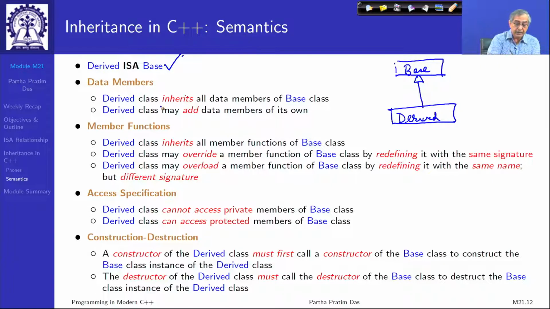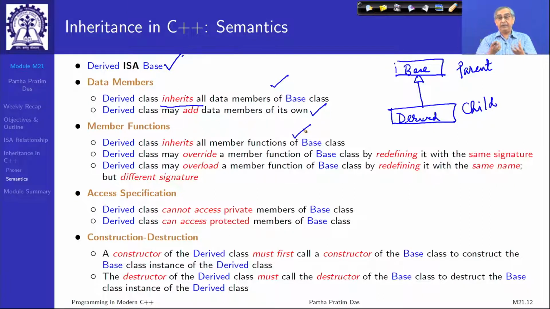So, what happens is there is a notion of inheriting from your base class. Often the alternate terminology that we will keep on using is parent and child. The child inherits everything. All data members of the base class become data members of the derived class, and the derived class can add further data members. Similarly, all member functions of the base class are inherited by the derived class, so you have them in the derived class as well.